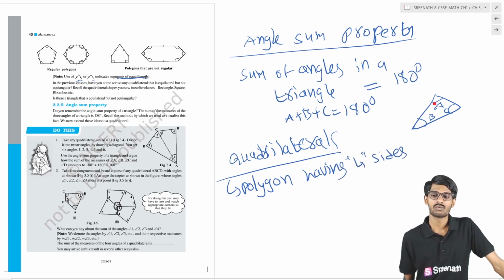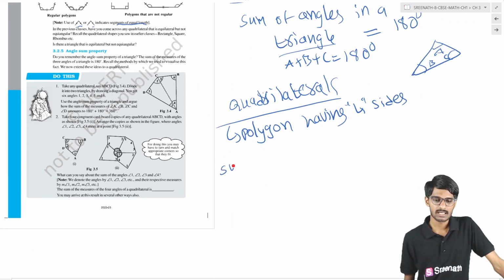So this is a triangle. Sum of the angles in a triangle. A triangle is nothing but a polygon having 3 sides. What is the case for a quadrilateral? What is the angle sum property in the quadrilateral? So in this also, the sum of angles in a quadrilateral, what is it?